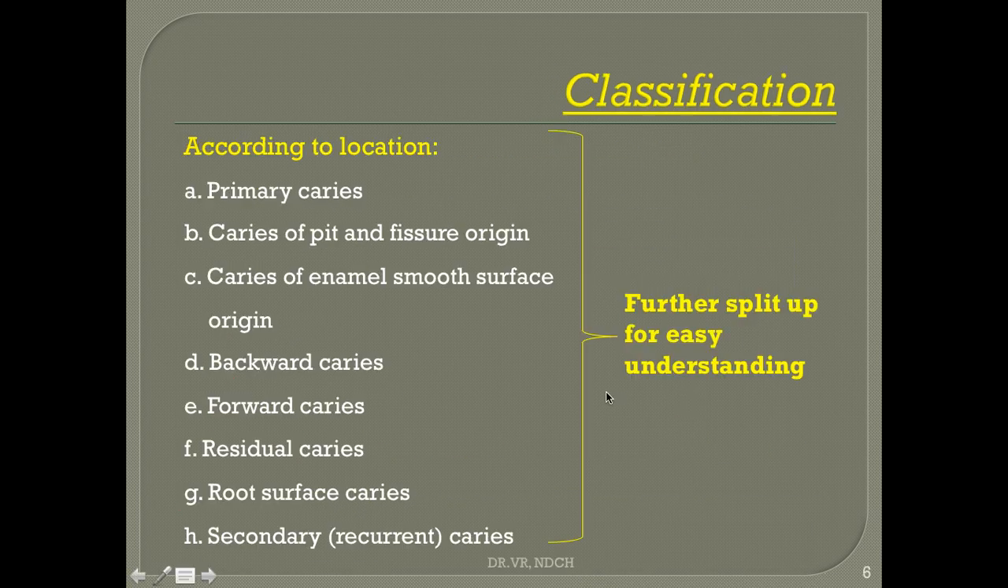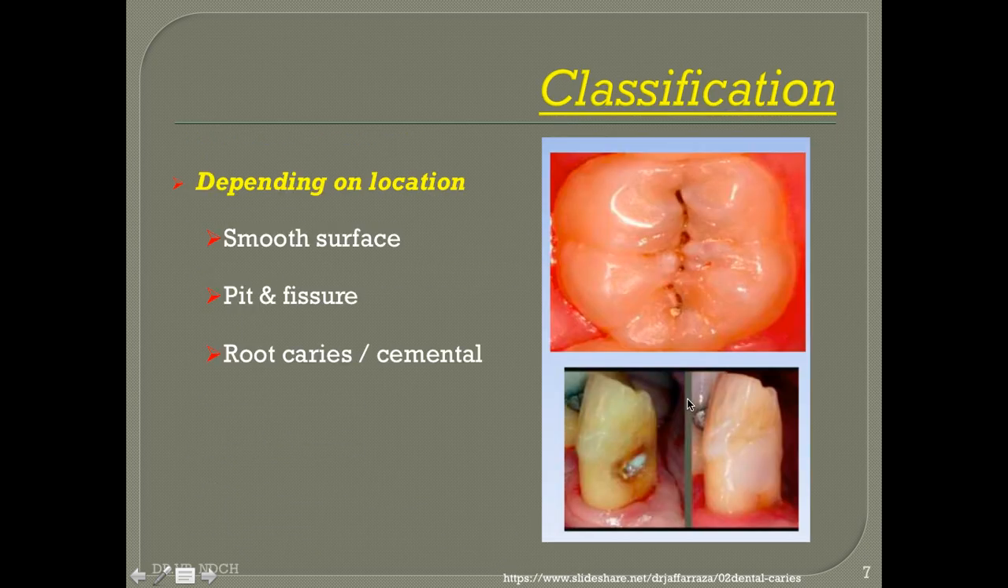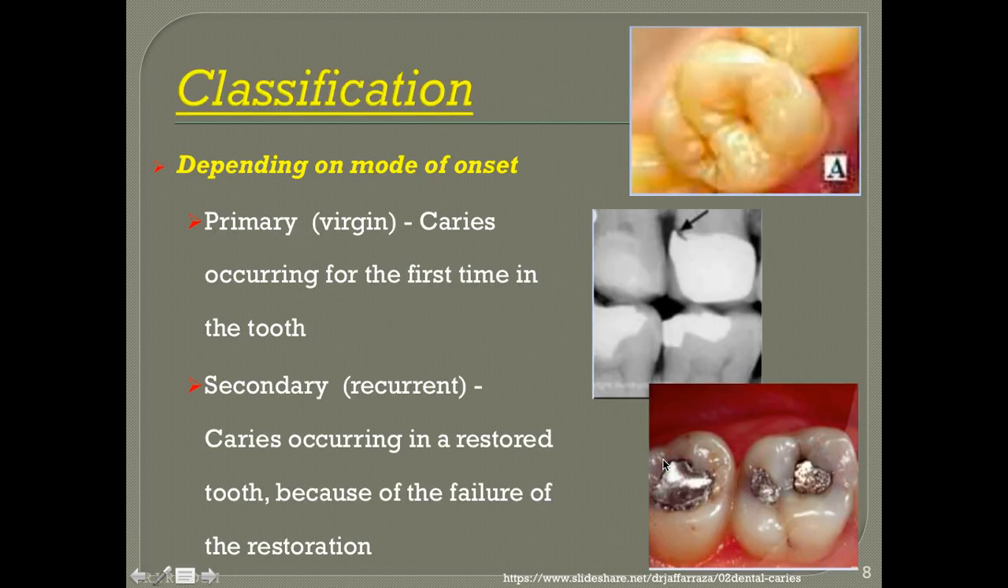Now, according to location, Sturdivant has given a list of different types of caries. I'm going to further split it up for easy understanding. Depending on location, you have three types: smooth surface, pit and fissure, and root caries. As you can see in the pictures, this is a pit and fissure caries, and this is a smooth surface caries, but it has occurred on the root. So, it's a root caries.